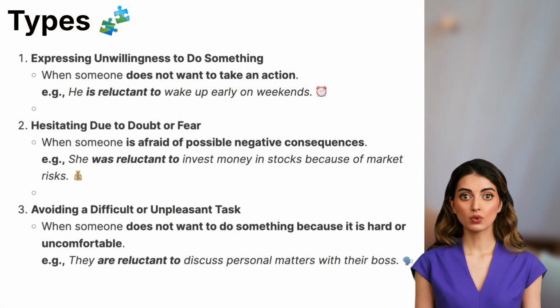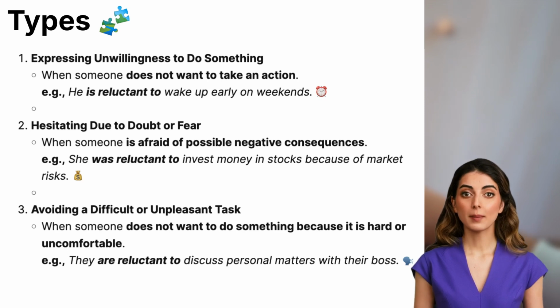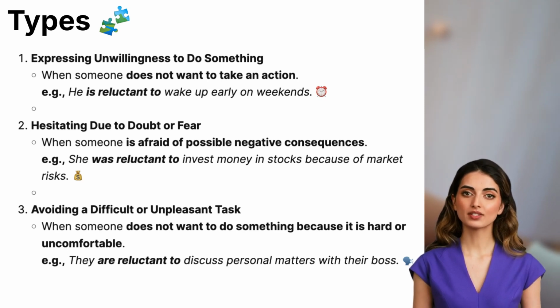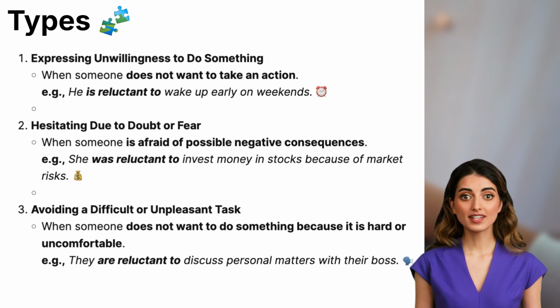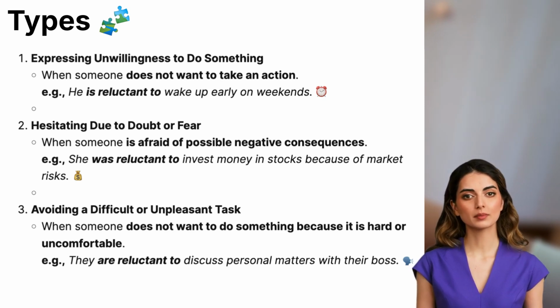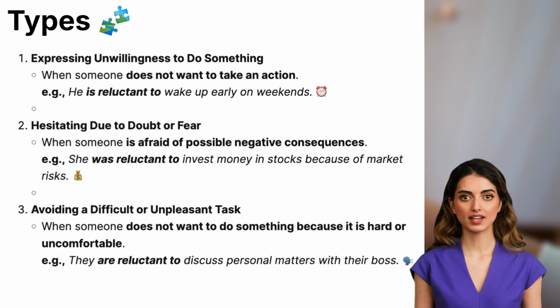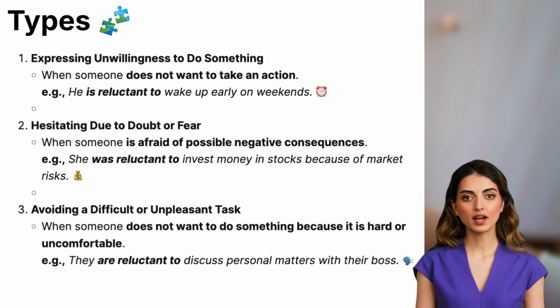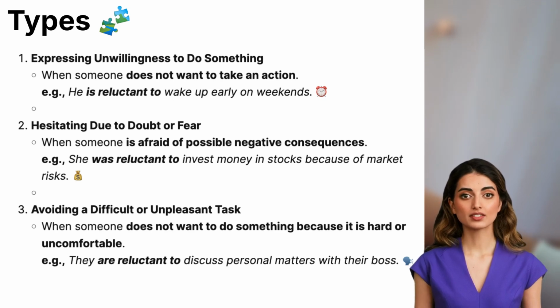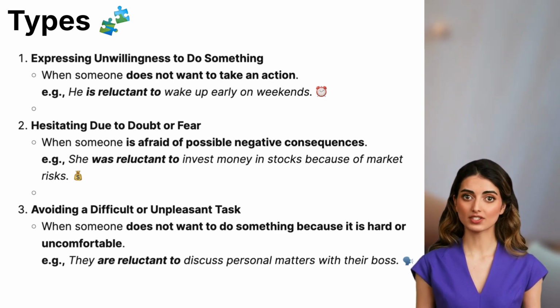In this section, we'll go over 5 common ways to use "be reluctant to," with clear explanations and examples. Let's get started. 1. Expressing unwillingness to do something. Use "be reluctant to" when someone simply does not want to take an action. Example: He is reluctant to wake up early on weekends. This means he does not want to wake up early because he prefers to sleep in.